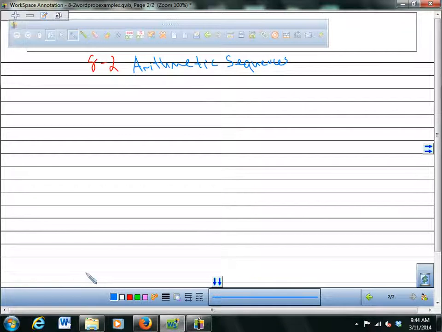An arithmetic sequence is a sequence that goes up or down by a constant. Sequence that, which or that? I never know. So the one we just saw, 25, 20, 15, 10, that's an arithmetic sequence.